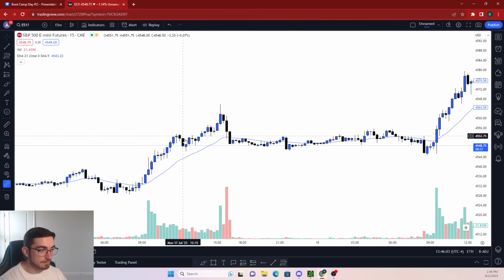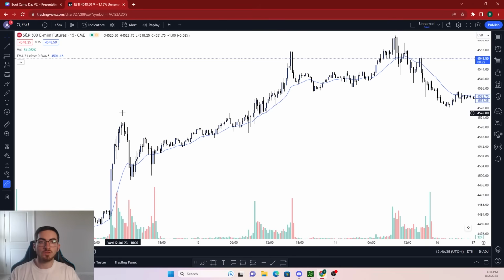Looking over here on the 15-minute time frame, what happens with the S&P 500? Slow uptrend all day, and then all of a sudden this massive volume spike right here with this long upper wick. What does that suggest? Sellers are active in this area. And what happened for the remainder of the day? Price sold off.